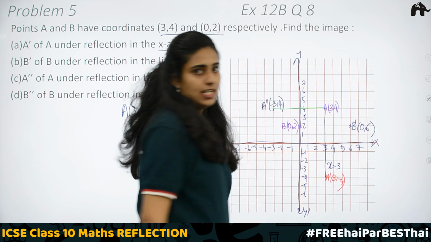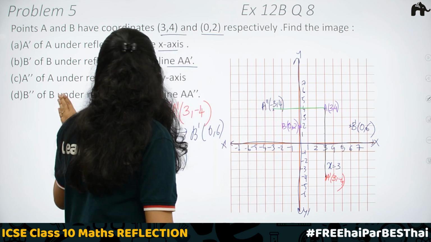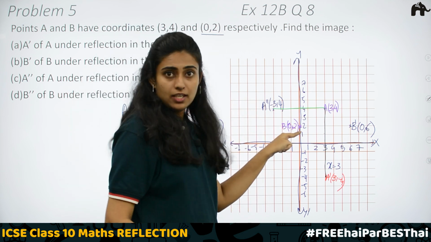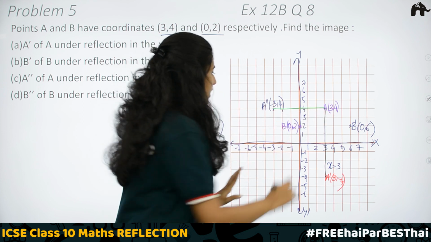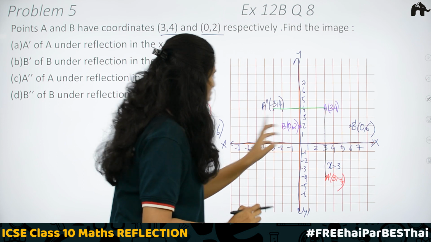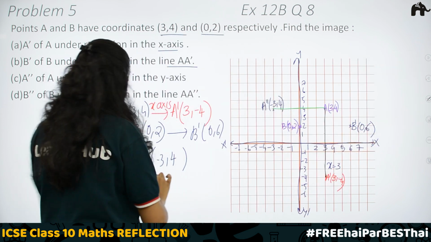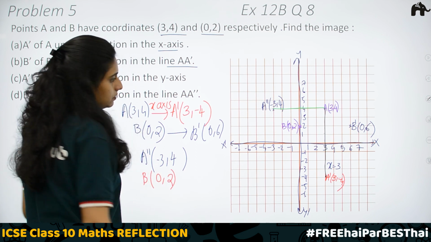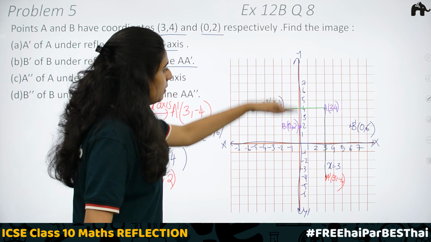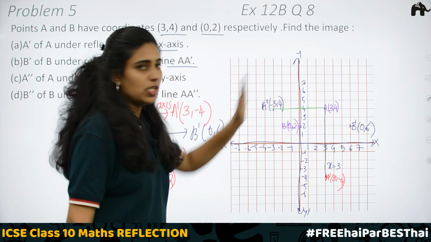This is the required line, A double dash. Now take the point B. Here we have point B. Reflection is happening along this line. Here when you check, the point B we have (0, 2). Yes, the image will be formed here, above this line.